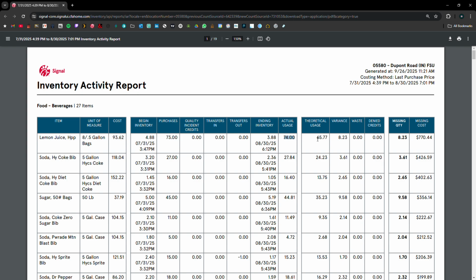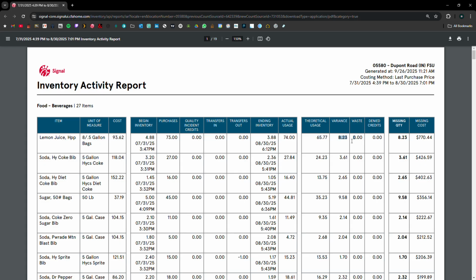So when this says theoretical usage over here, the theoretical usage comes from what's called the recipe. So every time you press a button in the POS or you put an order in the mobile app, there's a recipe associated to every single one of those items. So if I order a frosted lemonade, it says, okay, well, part of that frosted lemonade is going to be lemon juice, and it will calculate what amount of lemon juice is sold in that. So the theoretical usage is the recipe. It also gives us a little bit of margin for waste, so keep that in mind as well. They give us a little bit extra.